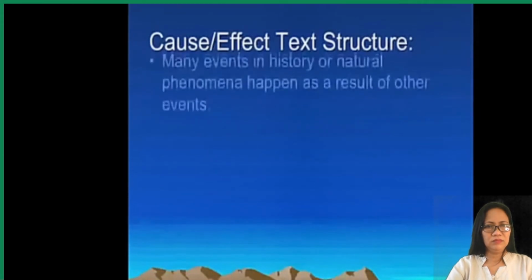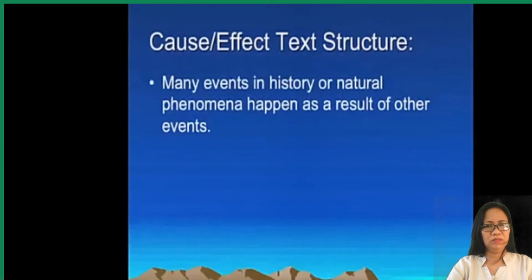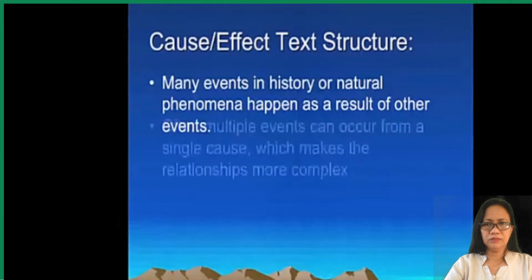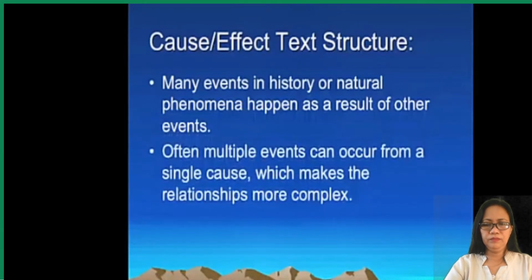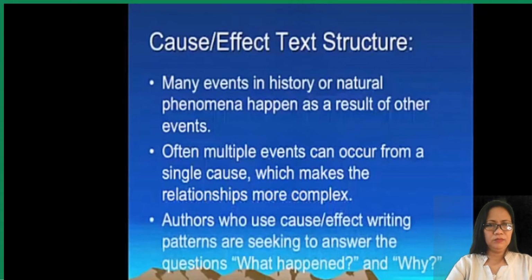Cause and effect text structure has many events in history or natural phenomenon that happen as a result of other events. So there's a cause, and then because of that cause, there is an effect. Often, multiple events can occur from a single cause, which makes the relationships more complex. There's one cause, and with that cause, there are multiple effects that could happen. Authors who use cause and effect writing patterns are seeking to answer these questions: what happened and why? So the why is the cause and the what is the effect.